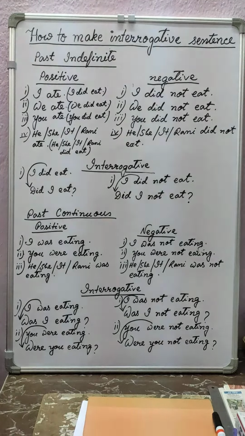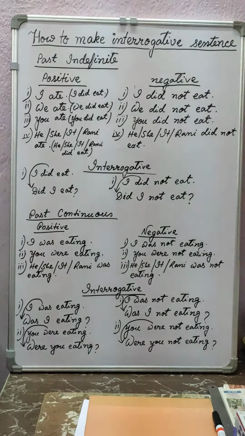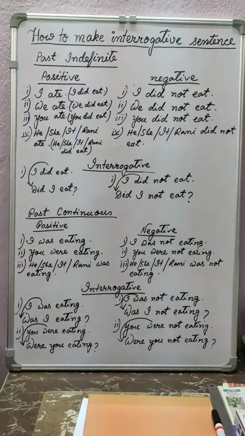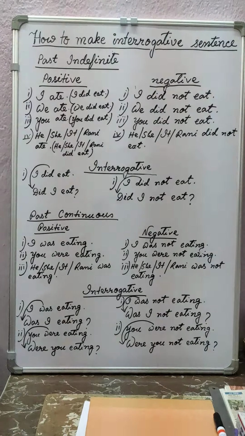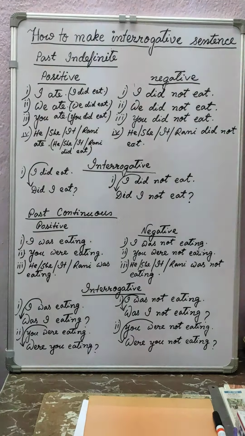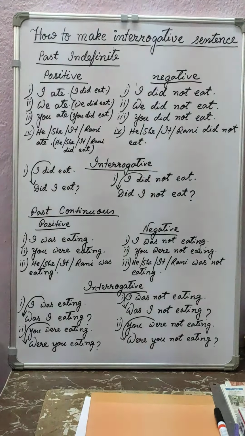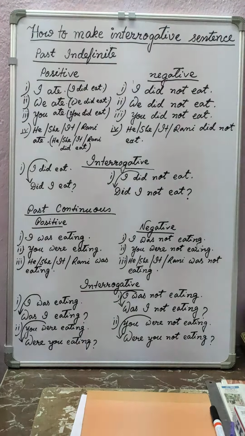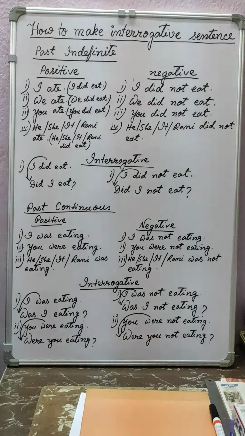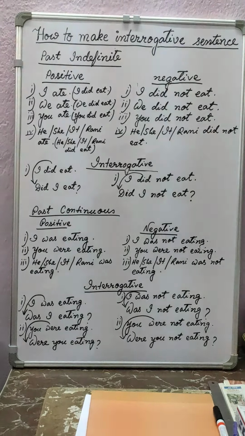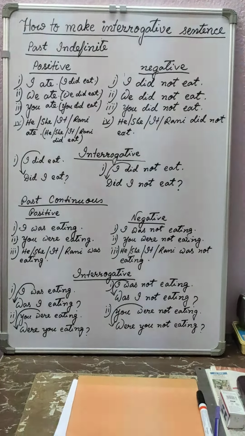So the negative sentence: I did not eat, because I already told you that to make a negative sentence you have to put not after the first auxiliary. I showed that I ate, and the negative sentence of I ate is I did not eat. Again, we ate and we did not eat. So now you come to how you have to make the interrogative sentences.